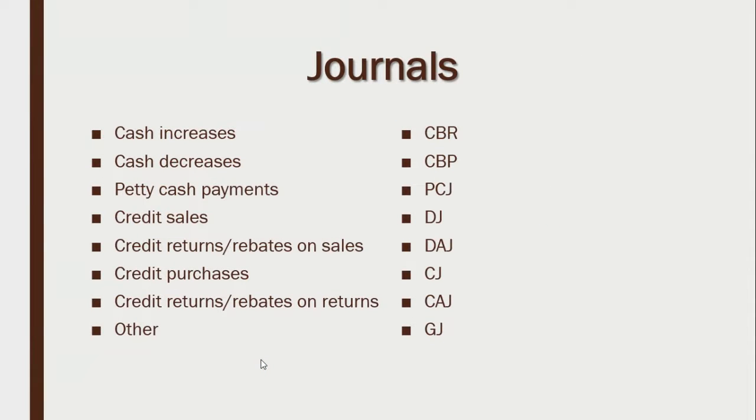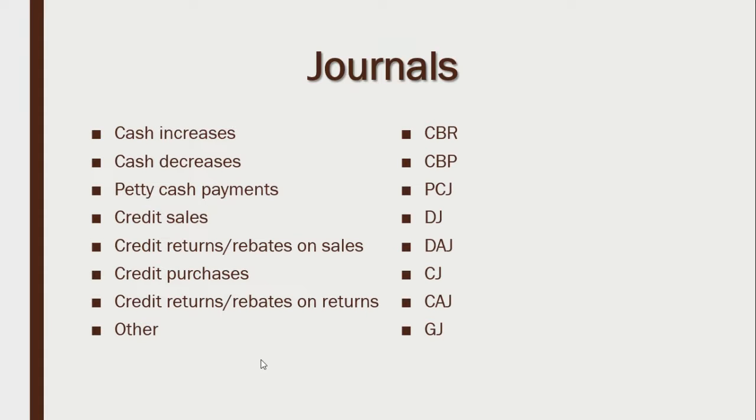Now, to make it easier for you guys when you study what type of journals we are dealing with: in your cash book receipts, your cash will increase. In your cash book payments, your cash will decrease. Whereas under your petty cash journals, your petty cash will decrease. And then for your debtors journal, you will focus on credit sales, and that would generally increase your debtors control. And then your DAJ, which is your debtors allowance journal, will show all your credit returns, rebates on your sales, and that will decrease your debtors control.